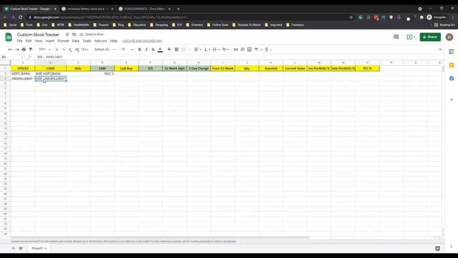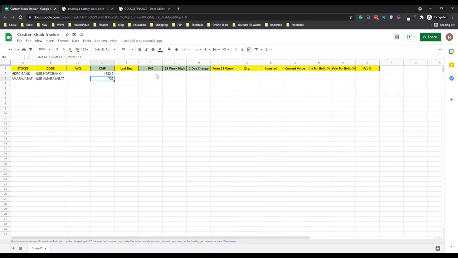So what was the mistake? It was having a space, so we do not have to have any space between this. Okay, so we got the current market price of HDFC Bank. Now for Amara Raja, we can drag this, and the same formula applies over here, and we get the current market price of Amara Raja Battery.